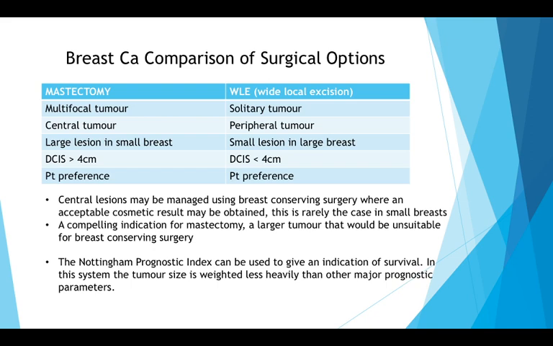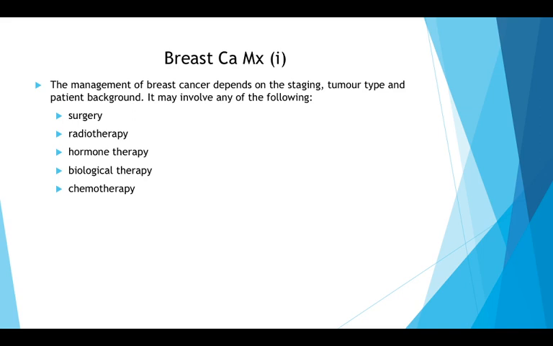And then I've just talked briefly here about central lesions being managed using breast conserving surgery if a cosmetic result which is acceptable to the patient can be obtained, but it's quite difficult in small breast tissues, unfortunately. And in terms of prognosis measures, the Nottingham Prognostic Index is what is used to assess patients' prognostic probabilities. So, I'm going to split the breast cancer management into those 5 subsections.